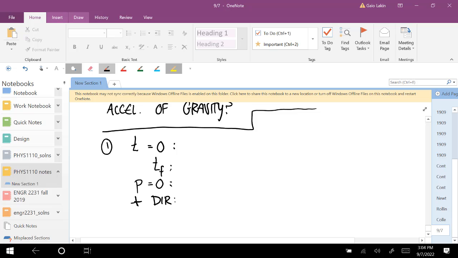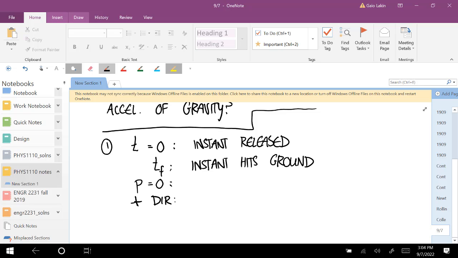So time equals 0 is going to be the instant that it's released. Time final is going to be the instant that it hits the ground. Okay, now these are the 2 where we could choose anything we want and get these answers right.